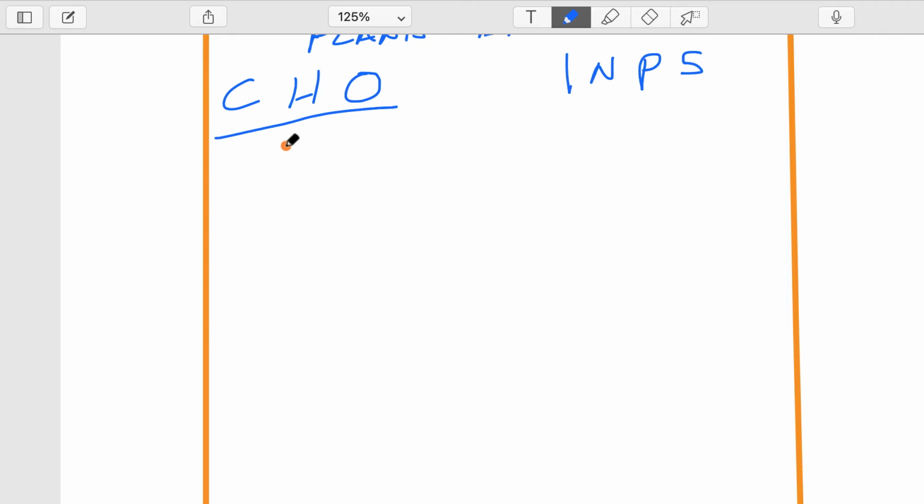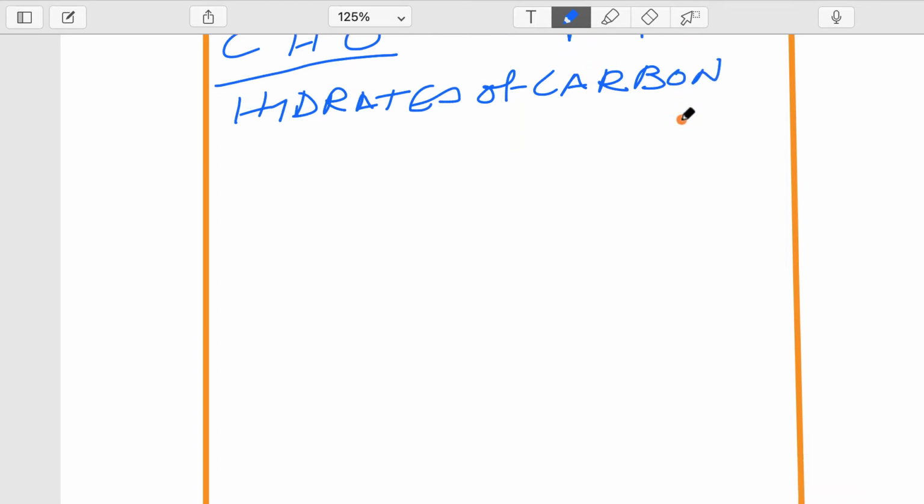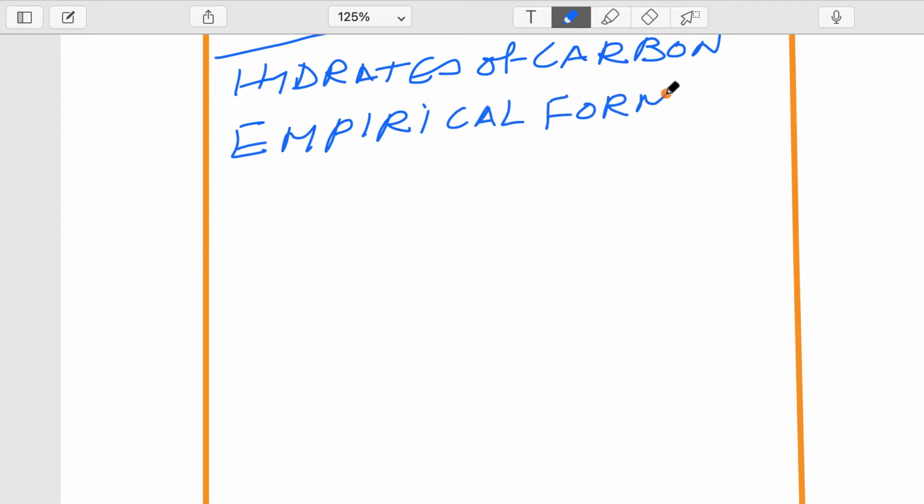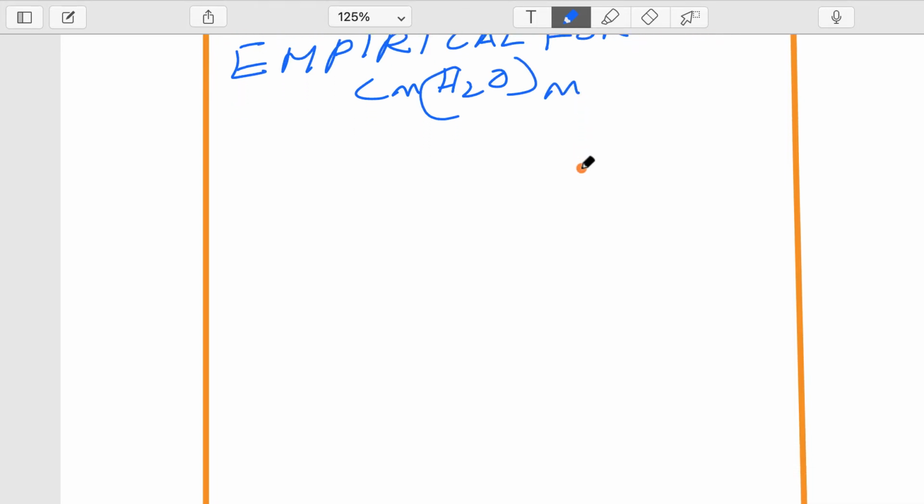They have many hydroxyl groups. So we can say hydrates of carbon. They are called hydrates of carbon. So the carbohydrates are hydrates of carbon. Is there any formula to show them? The formula, we can say, is the empirical formula. What is that formula? CnH2O. In this formula, we can represent carbohydrates.